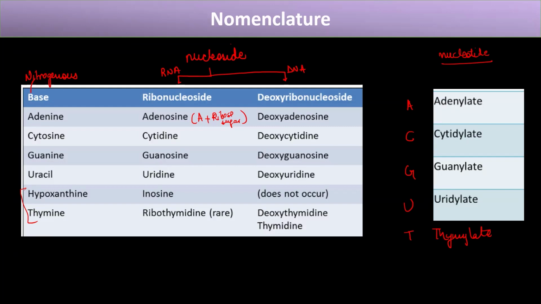In the case of DNA, it will become deoxyadenylate, deoxycytidylate, deoxyguanylate, and deoxyuridylate. Okay. So, sorry, in the case of DNA, we do not have uracil, right? So we'll call it deoxythymidylate. Okay. So this is about the nomenclature.